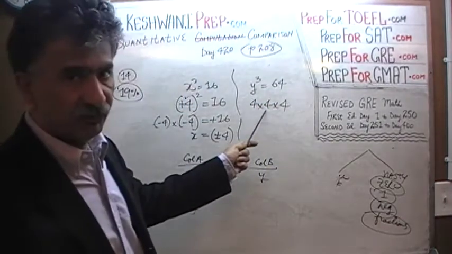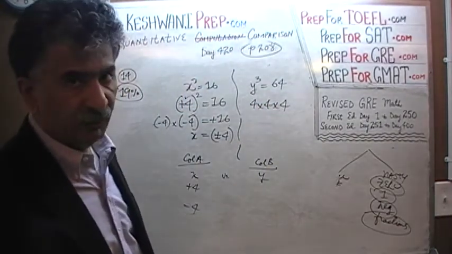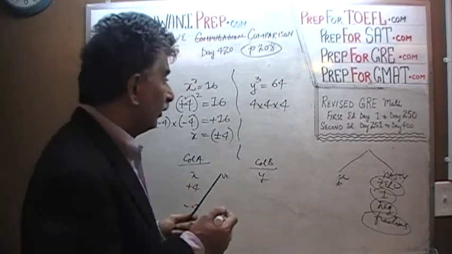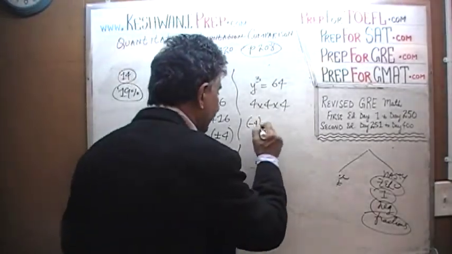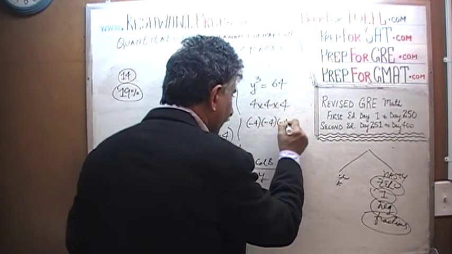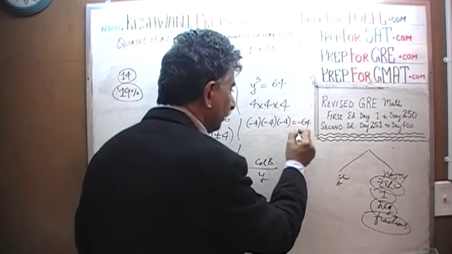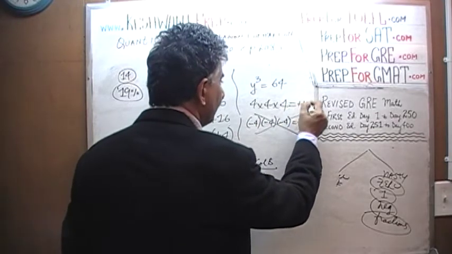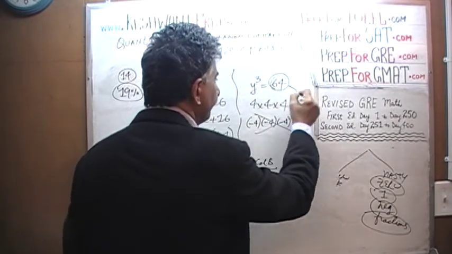4 times 4 is 16. 16 times 4 is 64. And that's the only possibility. Y cannot be negative 4, because negative 4 times negative 4 would be negative 64. That does not work. This has to be positive 64, because that's what we have here.